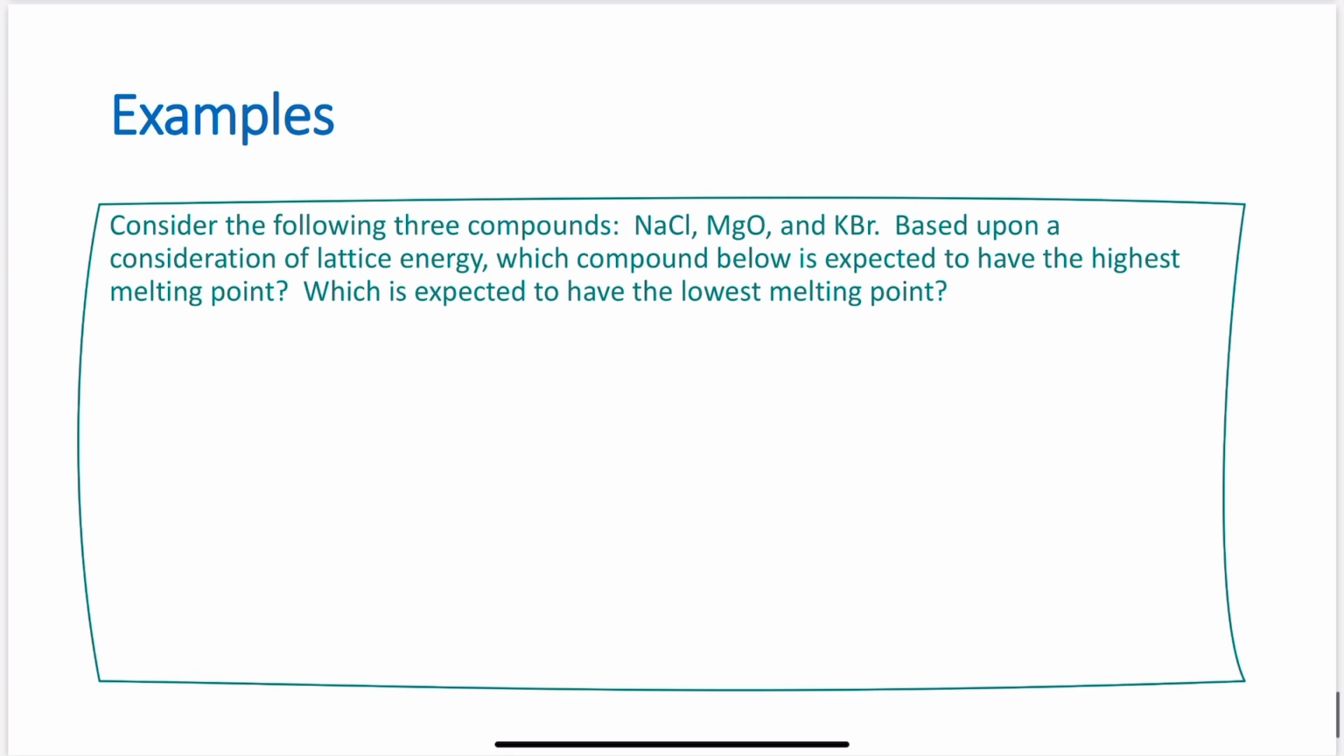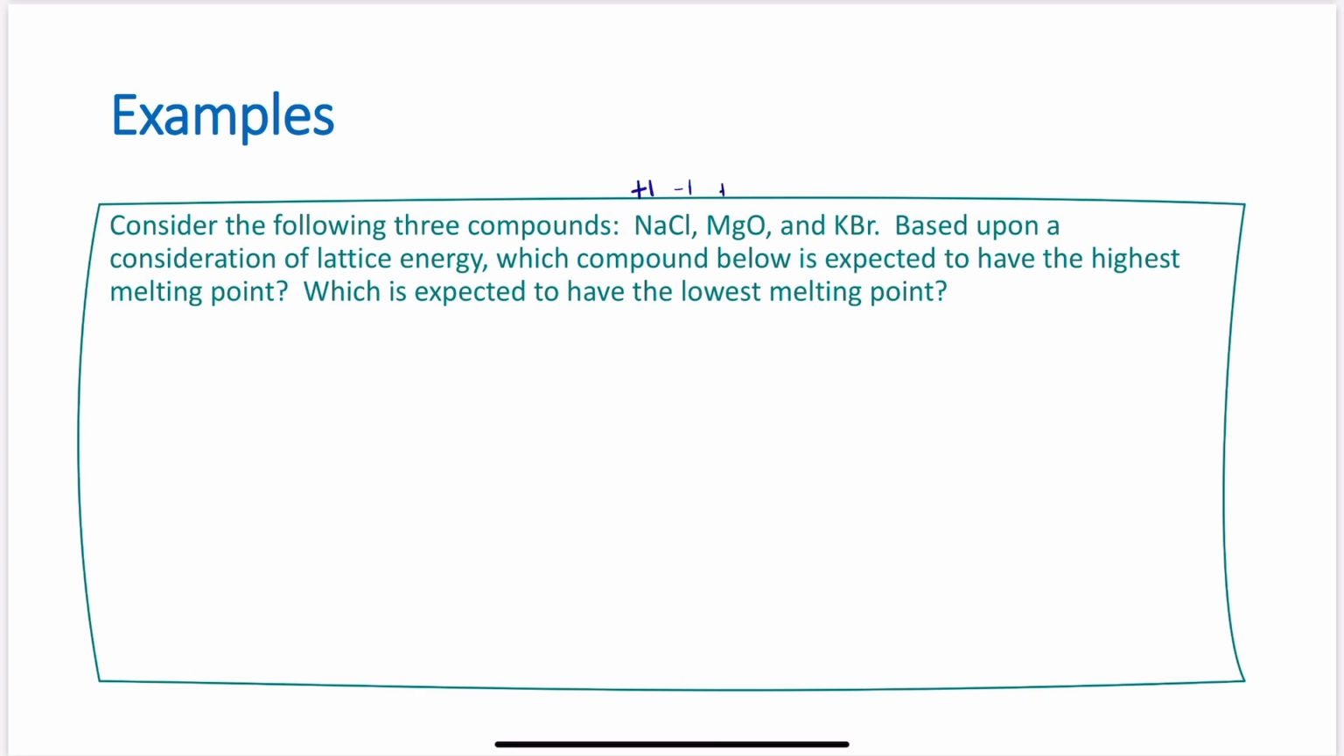And our last example, consider the following three compounds, NaCl, MgO, and KBr. Based upon a consideration of lattice energy, which compound is expected to have the highest melting point and which is expected to have the lowest melting point? Remember, when you do these things, the first thing you do is look at charge. Charge is more important than size, so look at charge first.